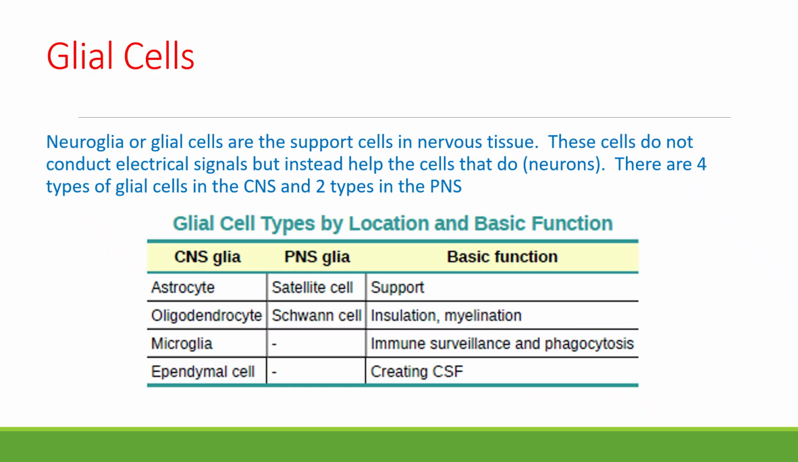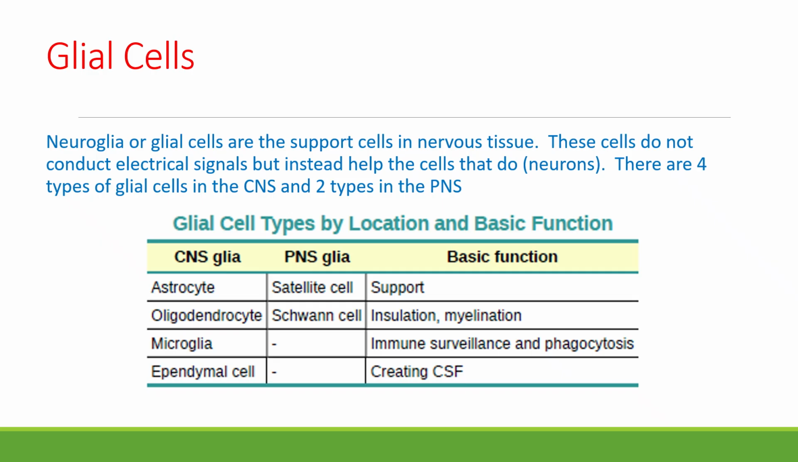Now let's talk about glial cells. Remember, those are the helper cells. So these are the support cells, is another way to say it. These ones do not conduct electrical signals that we'll be talking about later, but are instead there to help the cells that do, which are the neurons. There's 4 types of glial cells in the central nervous system, and there are 2 types of glial cells in the peripheral nervous system. So we're going to talk about the central nervous system first, and we're going to talk about astrocytes and oligodendrocytes, microglia and ependymal cells, and then we're going to look at the peripheral nervous system and look at satellite and Schwann cells.